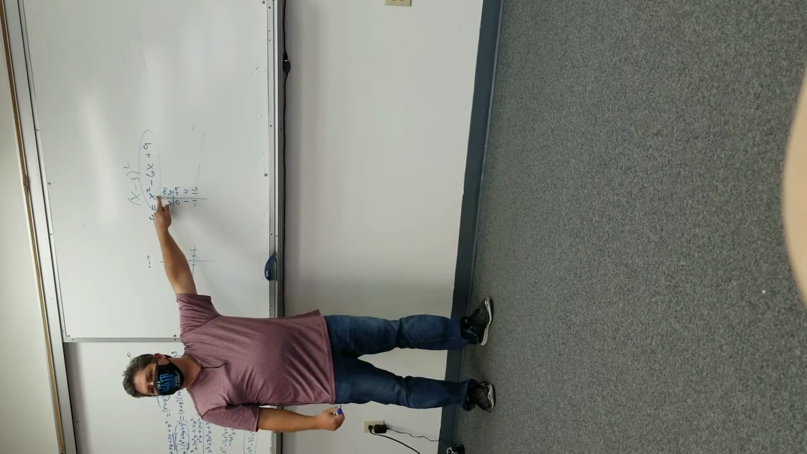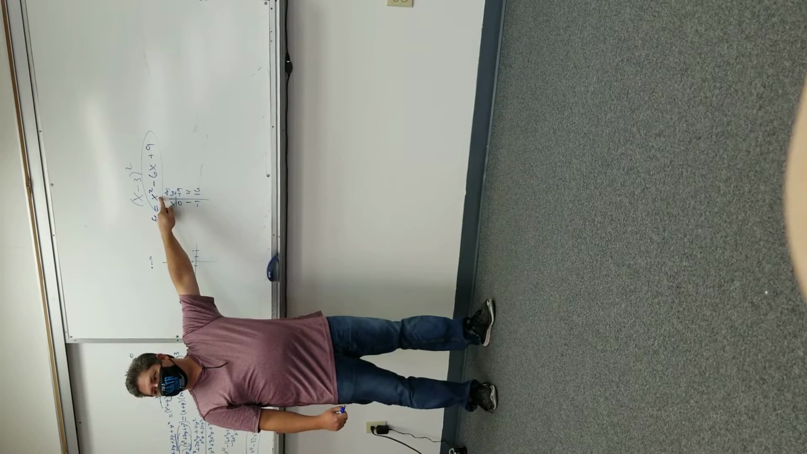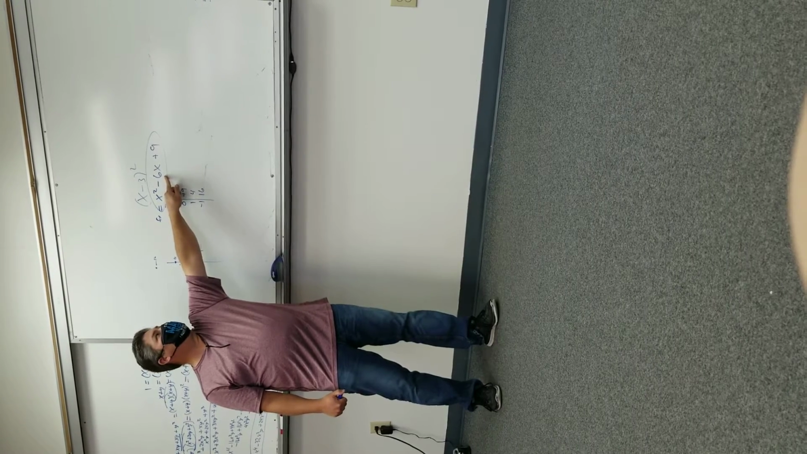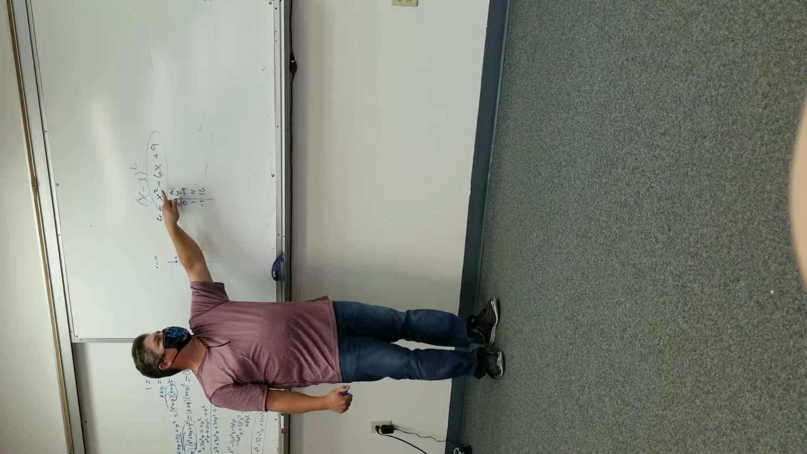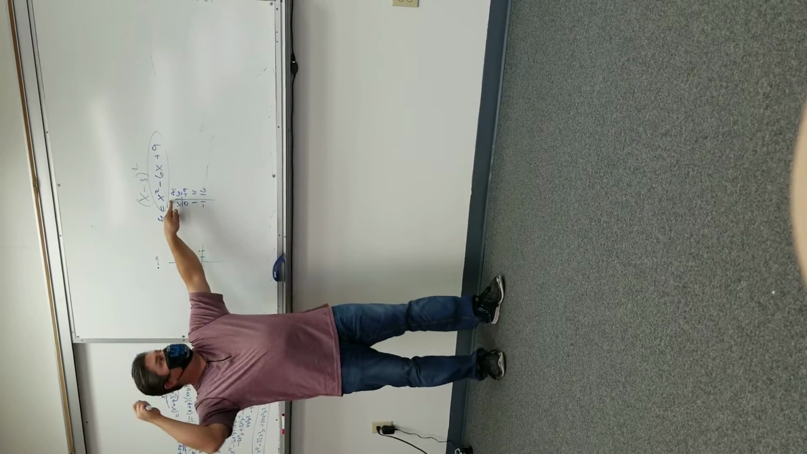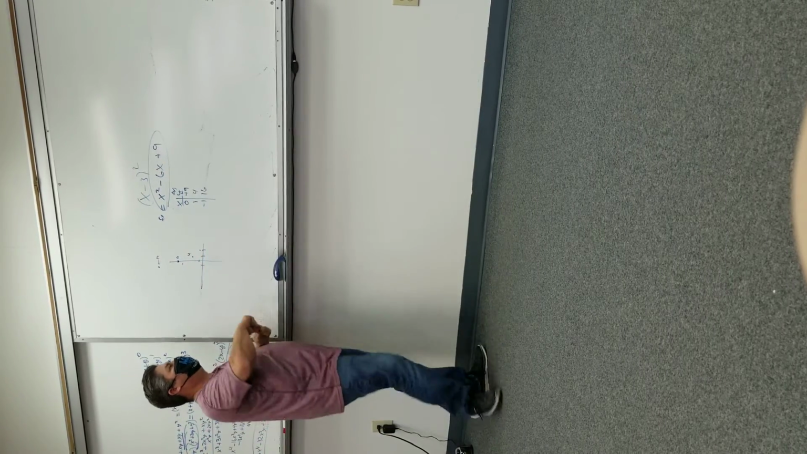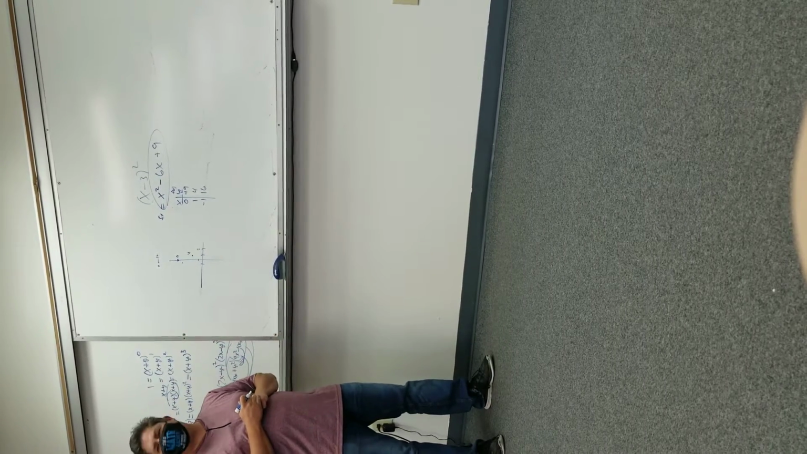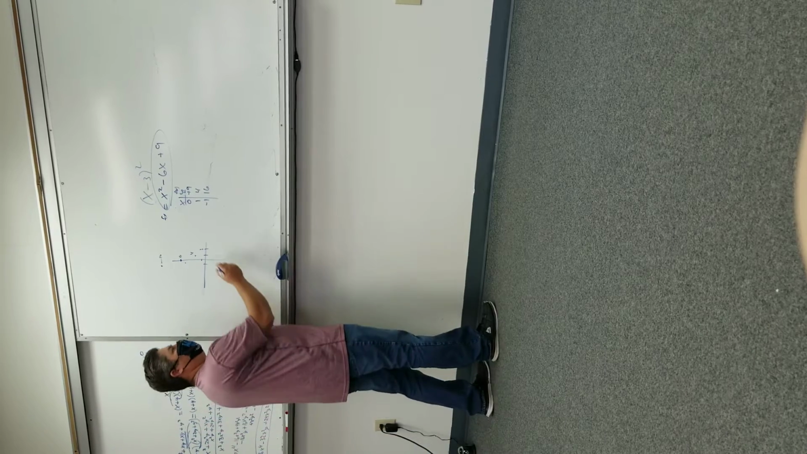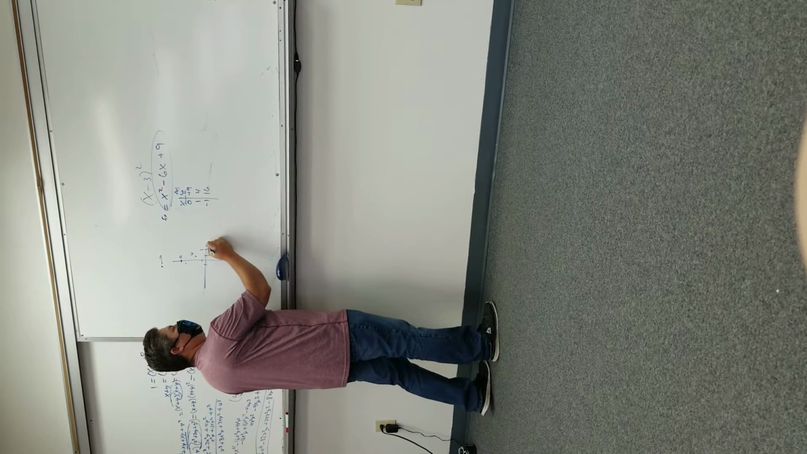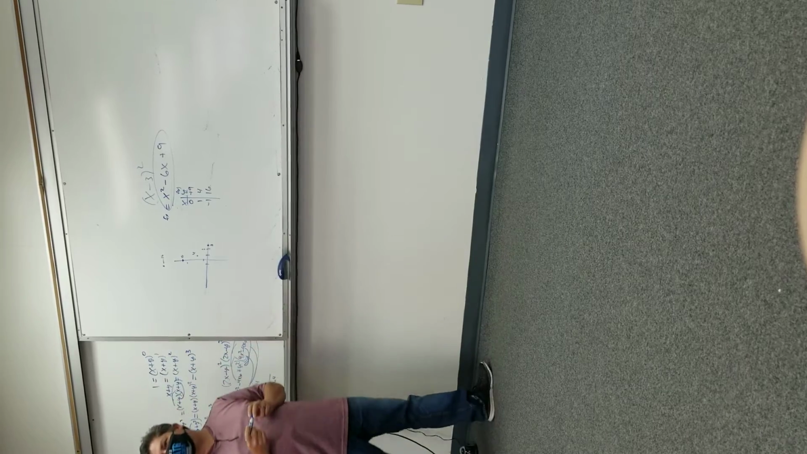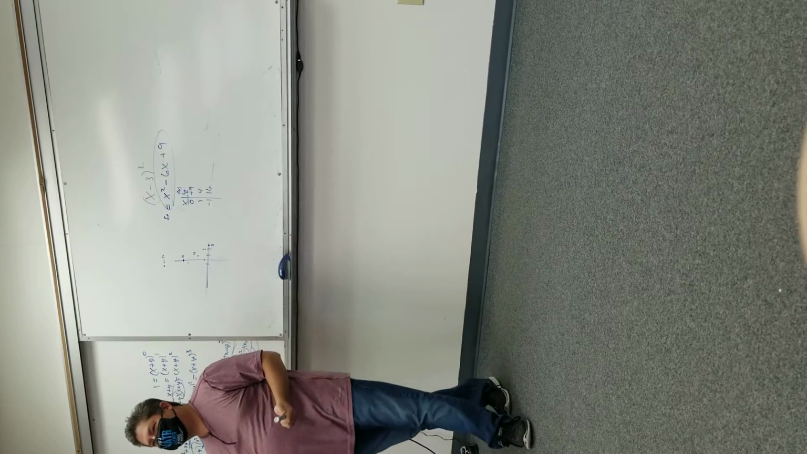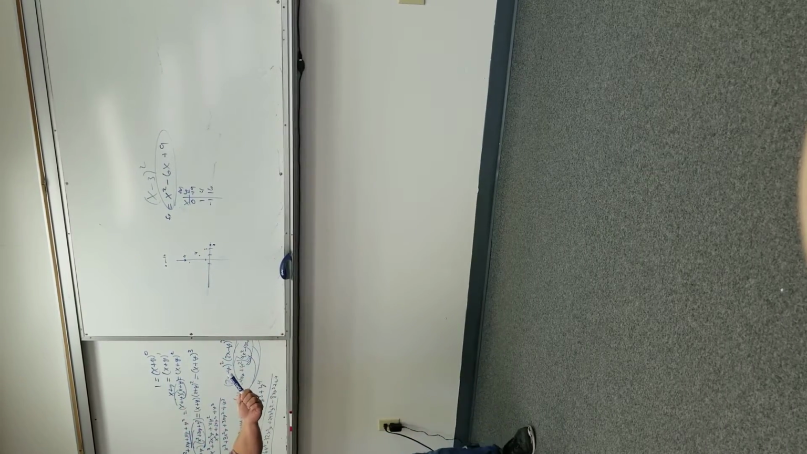2 squared? What's 2 squared? 4. 2 times negative 6 is negative 12. Negative 12 plus 4 is negative 8. Negative 8 plus 9 is 1. What do you think the next one's going to be? What do you think 3 is going to be? How do you know it's going to be 0? Go back up to the original. What's 3 minus 3? 0. So it's going to be 0.